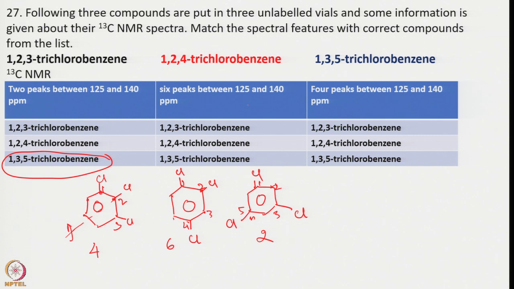Next, six peaks between 125 to 140 ppm is for 1,2,4. Highly asymmetrical, this one. The last one is very easy to identify, but still we can analyze. So four peaks should be 1,2,3 here. This is how we can answer these questions very easily, provided we write the structure and look into how symmetrical the molecule is to identify magnetically and chemically equivalent nuclei.